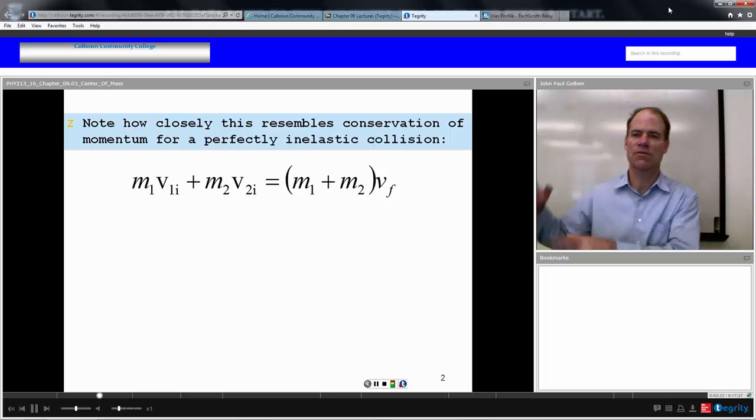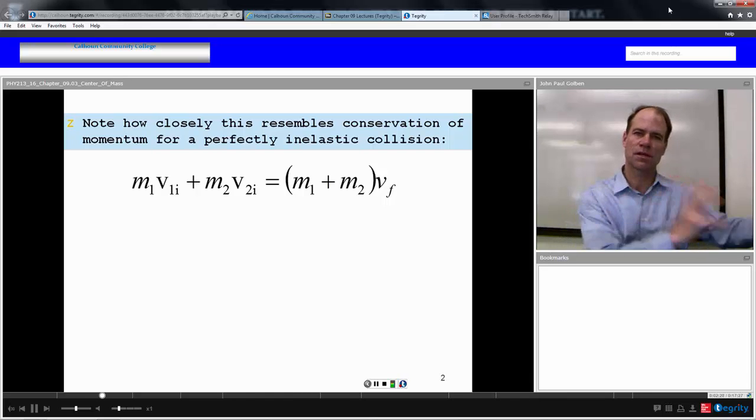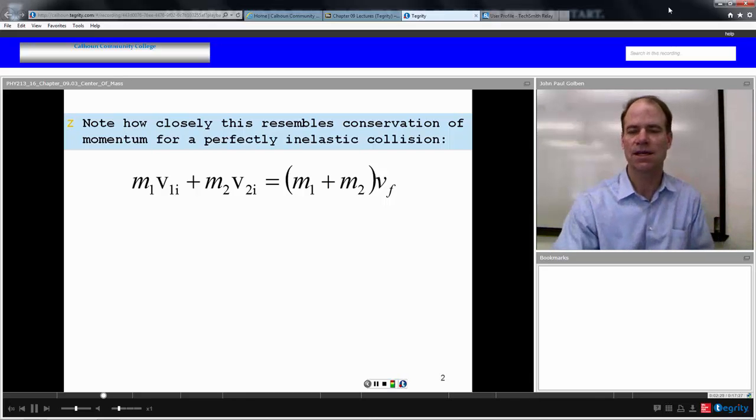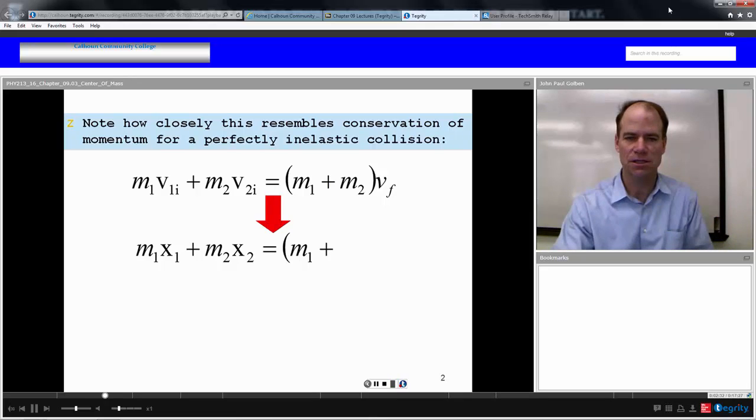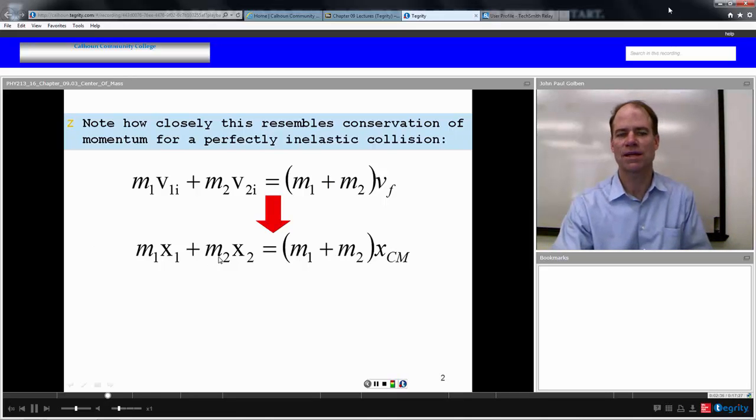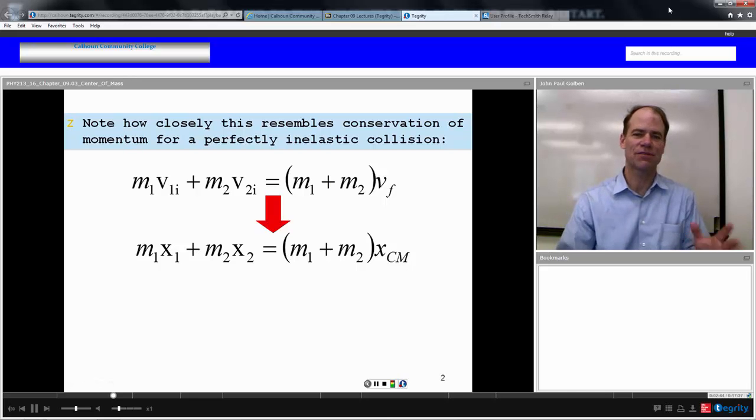So the momentum of all these things going on before is equal to the whole system moving with one common velocity. Note how similar this looks to our center of mass equation. We have mass 1, position 1, plus mass 2, position 2, is equal to the total mass times the center of mass. The only difference between these equations is one is moving and the other one is not.